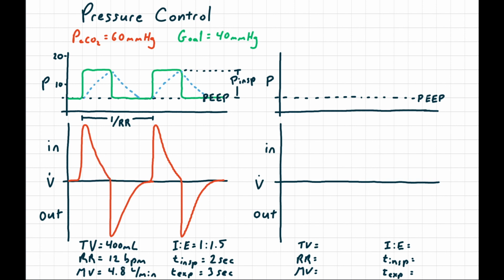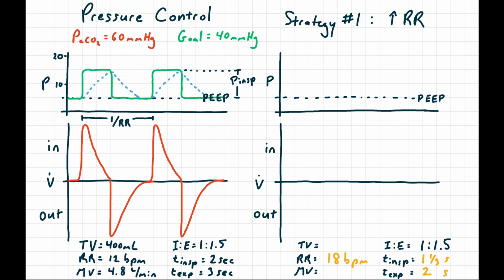So let's look at how we can get our PaCO2 down from 60 millimeters of mercury to 40 millimeters of mercury. We'll start with strategy number 1 again, which is to increase our respiratory rate. Just like before, we'll set our respiratory rate to 18 breaths per minute. And just like before, we're going to leave our I/E ratio the same at 1 to 1.5. And, just like before, that means the inspiratory and expiratory times will be 1 1/3 seconds and 2 seconds respectively.